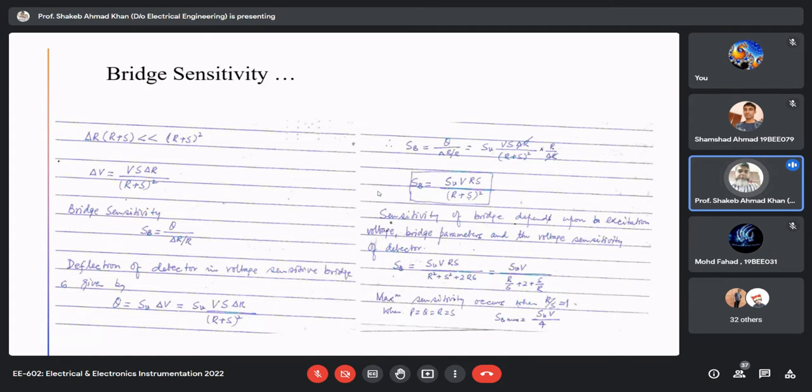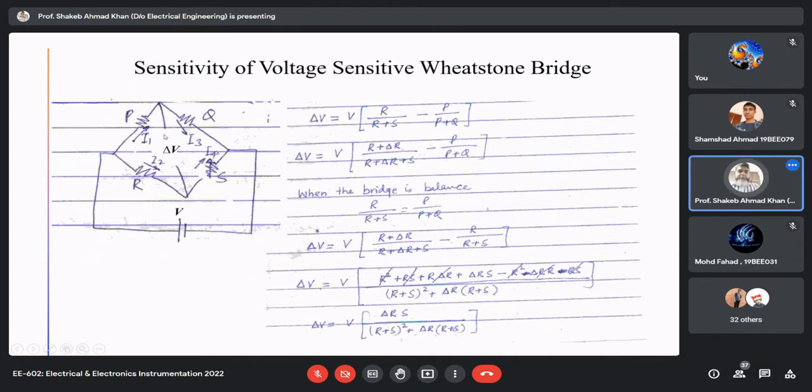So what is the limitation for the excitation voltage? Or by the matter of fact, how do we decide? You are implementing a Wheatstone bridge. You took four resistances, and then you want to decide the excitation. How will you decide this excitation?